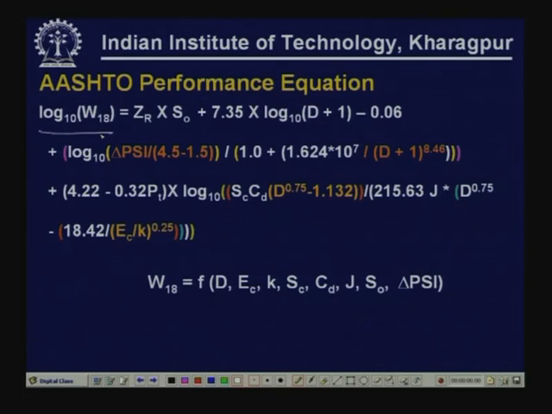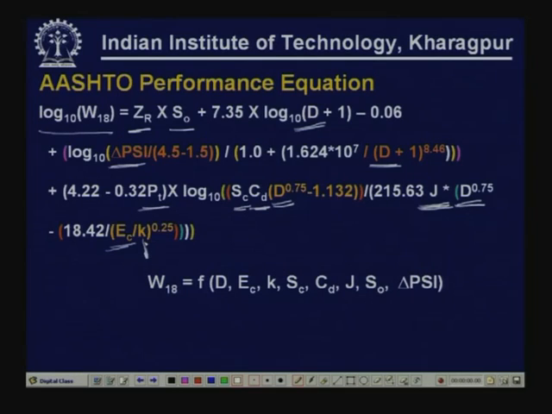Log W18 is equal to ZR into SO, and another expression in terms of D, which is the thickness of the slab, and another expression in terms of delta PSI, loss in serviceability, and another expression in terms of D, thickness of slab, an expression in terms of terminal serviceability index, expressions in terms of SC, which is a parameter of concrete, CD, drainage coefficient, which reflects the drainage conditions, thickness of slab, J is a parameter representing the joint efficiency, load transfer mechanism, D thickness of slab, E modulus value of concrete, and K modulus of subgrade reaction.